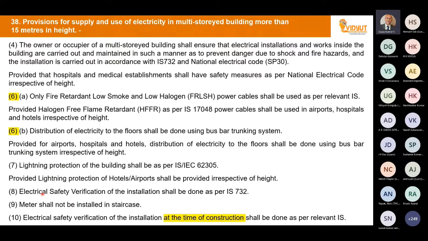Then here the hospital safety is also included somewhere. You see here. I think I skipped that particular part. Hospitals also should do testing as per IS 732, it is mentioned somewhere.